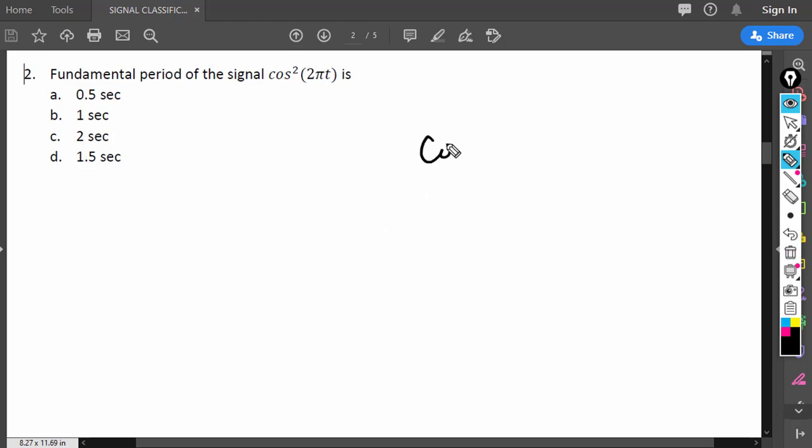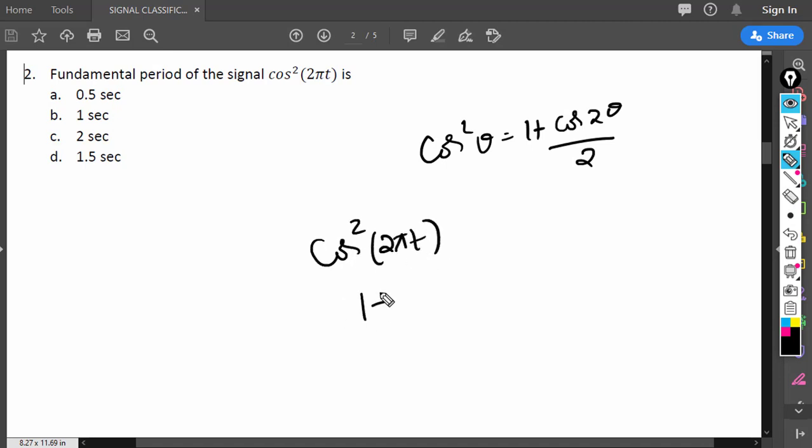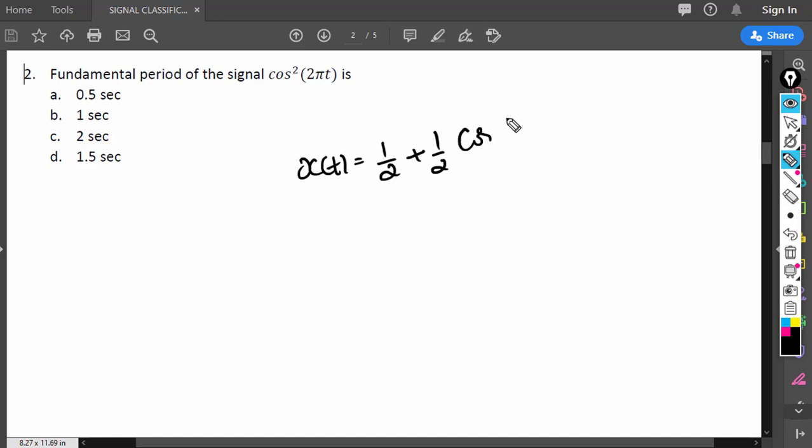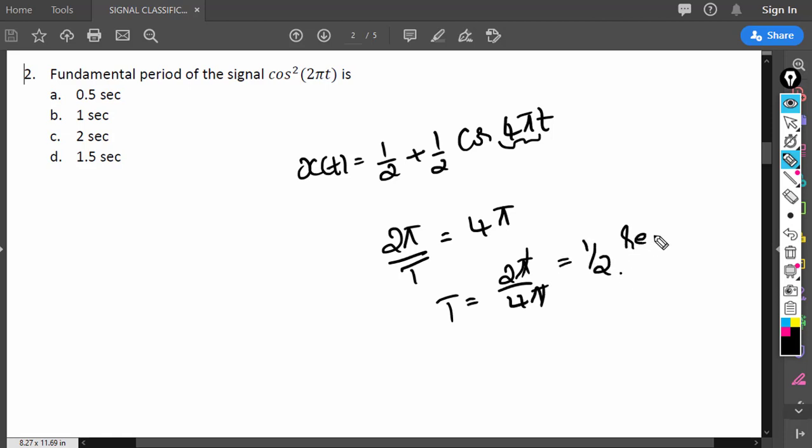What is cos square theta? It is (1 plus cos 2 theta) by 2, right? So I can convert this cos square of 2 pi t into that form. Cos square of 2 pi t is 1 plus cos of 2 into 2 pi t, divided by 2. This equals 1 by 2 plus 1 by 2 times cos of 4 pi t. Now what is the coefficient of t? 4 pi. So I equate 2 pi by capital T to 4 pi. Solving for T, T is equal to 2 pi by 4 pi. Pi cancels out, and this is equal to 1 by 2 second. So the answer is 0.5 second. This is the fundamental period of the signal.